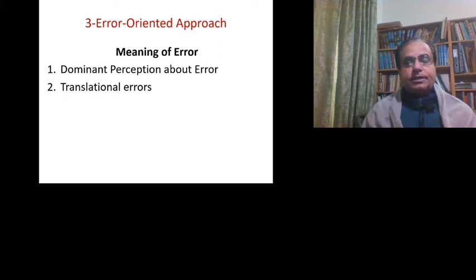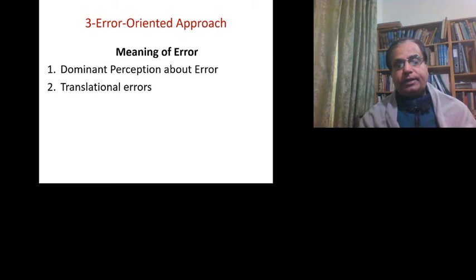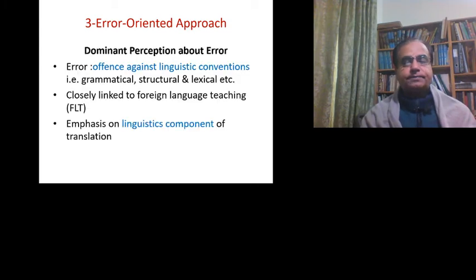But what is the meaning of error? There are 2 points here. Number 1, the dominant perception about error, and number 2, translation errors. Translation errors are essentially different from other kinds of errors, which we call linguistic errors, although there is a gray area between linguistic errors and translation errors. But the remaining part of the translation errors are essentially different from linguistic errors.